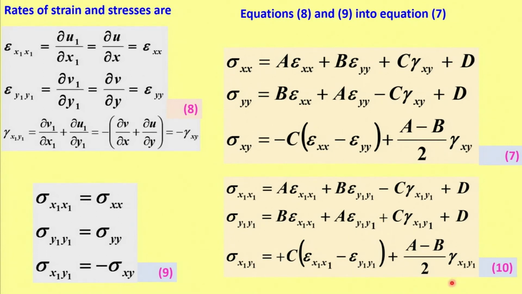Here gamma xy is equal to minus x1 gamma x1 y1. So I get here minus of minus as plus. So (a minus b) by 2 gamma x1 y1. So now you compare. What is it that it says?